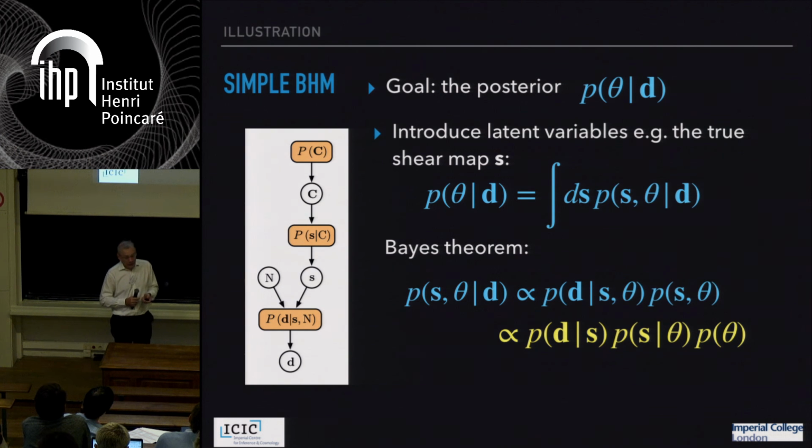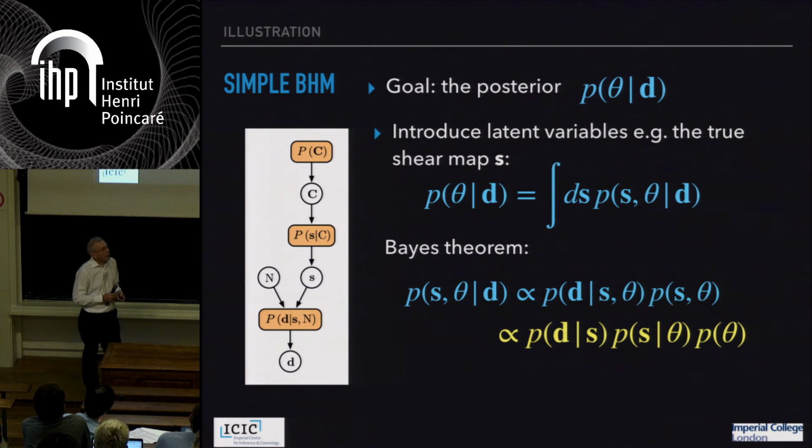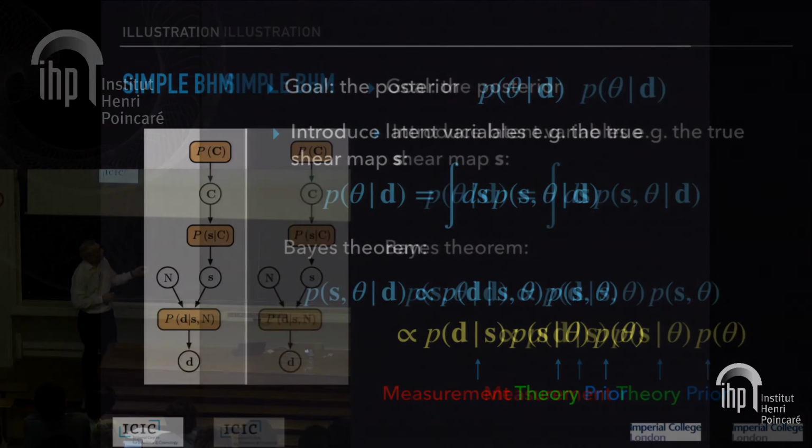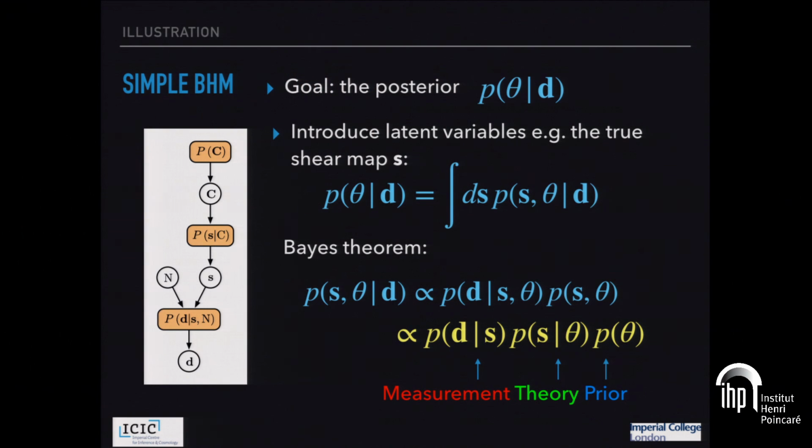And then we can again use the rules of probability to split this up again, and this exposes essentially how these hierarchical models work. If this is just simply measurement error or shape noise, then this is essentially independent of the cosmological parameters and only depends on the underlying shear map. And this one is basically the theory. So this is measurement. This is theory. What's the probability of getting a particular shear map given some cosmological parameters?